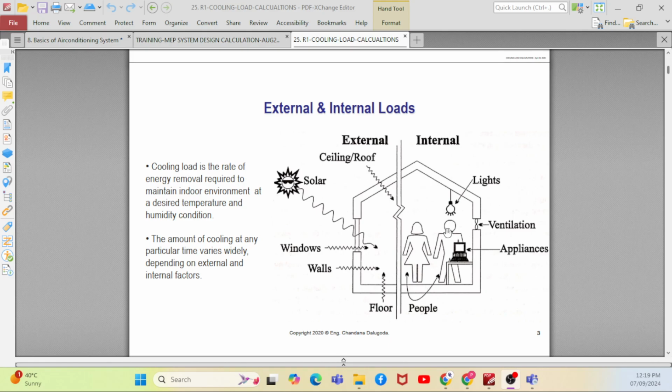And how is ventilation considered as internal, because ventilation is open to the external part? No, ventilation is external only. This is coming from outside to inside. When it comes from outside to inside, you have a sensible load and also a latent load, because there is moisture in the air. So ventilation is also external. Okay. Fine.